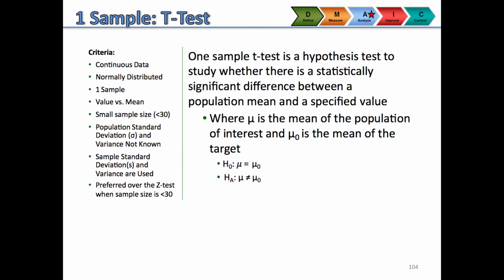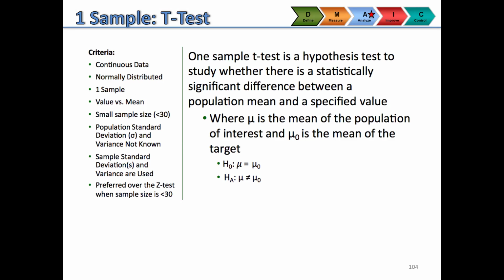And this looks familiar, right? Same criteria: continuous data, normally distributed, one sample. I'm comparing a value versus a mean, so comparing 25 minutes shopping to 22 minutes or whatever. A small sample size. This one here, actually, we had 50, I think, shoppers in ours.